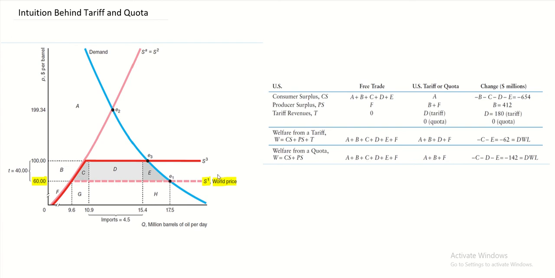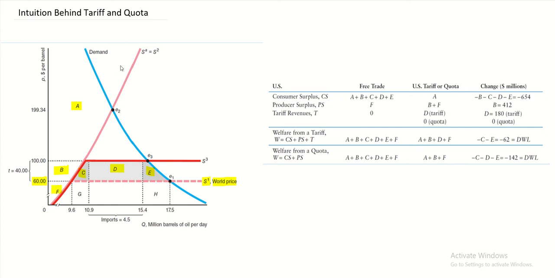So let's first look at the welfare under the free trade scenario. We first calculate the consumer surplus, which is the area below the demand curve and above the price, which is essentially A plus B plus C plus D plus E. And the producer surplus is essentially the area below the world price, or the price in this case, and above the supply curve, which is F.